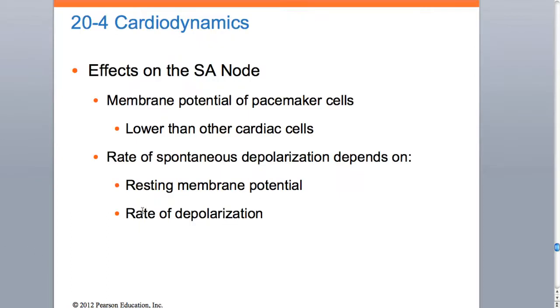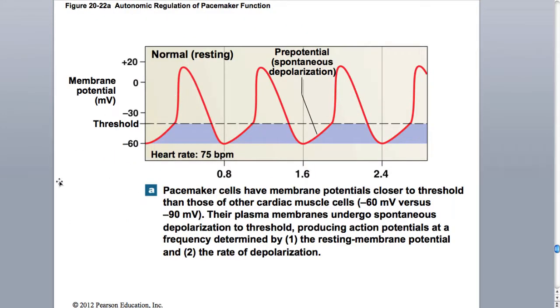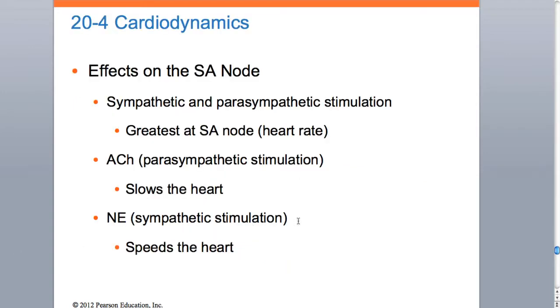Okay. This slide, don't care for. This slide, I don't care for. Now, this slide we've already talked about.